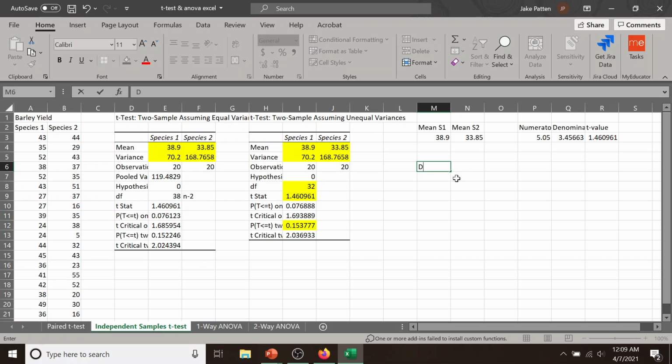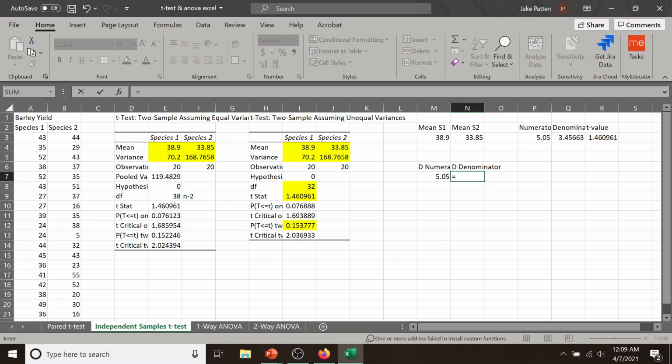What we're going to do is put in, well, we could just say d numerator. This is for Cohen's d. And we're just going to put in equals and find your species 1 minus species 2. There's our numerator.